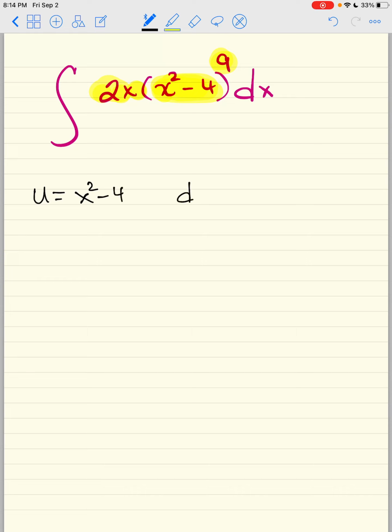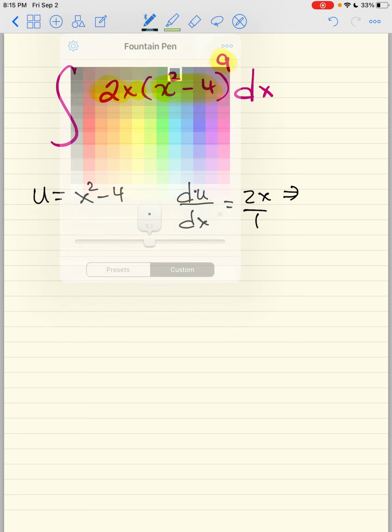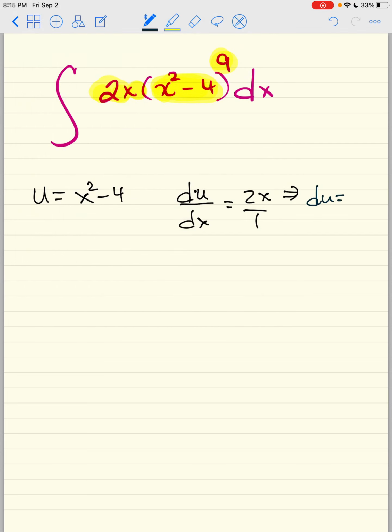We're going to then take the derivative of u, which is du dx. We're going to take the derivative of x squared, which is 2x, and the derivative of negative 4, which is 0. We're then going to solve for dx by cross multiplying. So what happens in this case is you're going to say du equals 2x dx, and then we're going to divide by 2x on both sides. So dx equals du over 2x. So pause the video and watch that first.